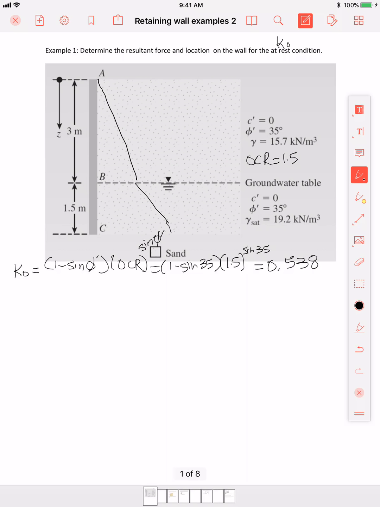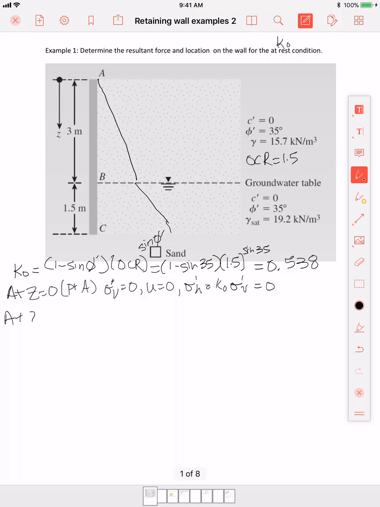So at Z equals 0, that's point A, our vertical effective stress equals 0, our pore pressure equals 0, and therefore our horizontal stress, which is K naught times sigma prime V, is also 0.